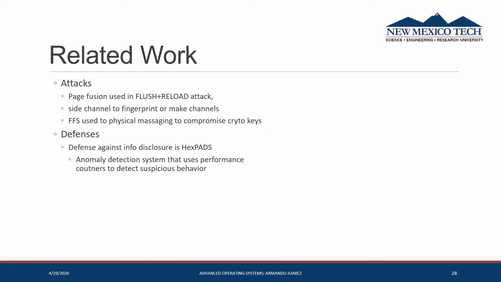Last that was talked about in the paper was the related work with respect to attacks and defenses on page fusion before they came to their conclusion. And they are as follows. On the attack side, page fusion is also used in the flush plus reload attack. Page fusion is, like described earlier, able to create fingerprints or to make covert channels inside of the victim's system. And then Flip Feng Shui is used to physically massage memory to compromise crypto keys.